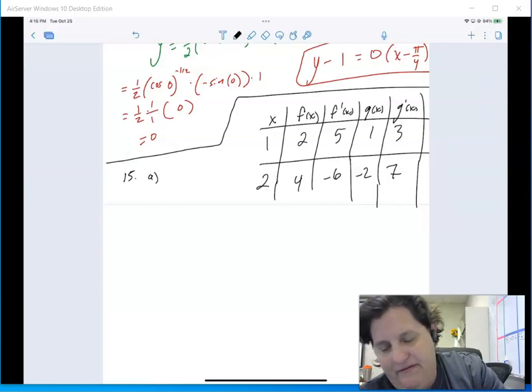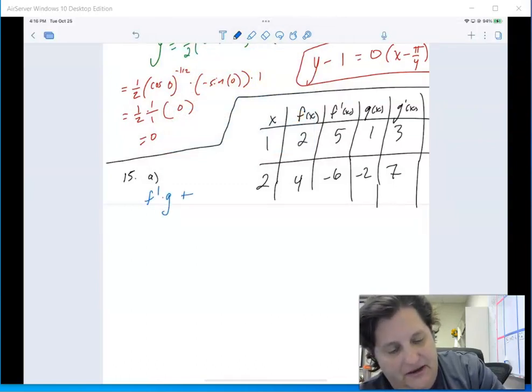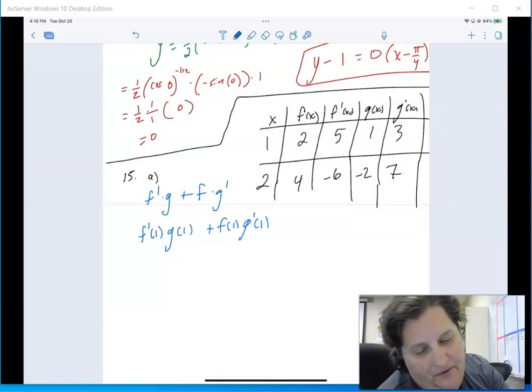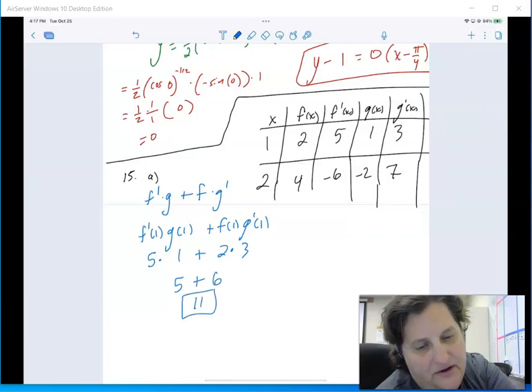It wants me to find the derivative of f of x times g of x. So it's going to be derivative of the first times the second plus first times derivative of the second. And at 1, so let me just put all of these at 1. Okay, f prime of 1, that's 5. Regular g of 1 is 1. Regular f of 1 is 2. And g prime of 1 is 3. So 5 plus 6 is 11.